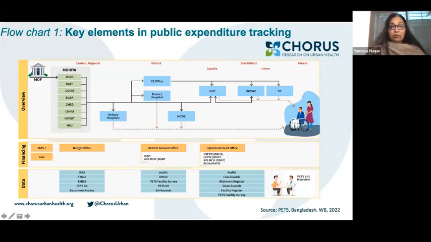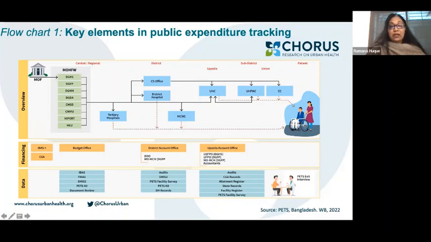So from the central level within the ministry, there are different units. It is not very straightforward that the Ministry of Health sends the fund to a district hospital. There are different channels through which the fund flows, and this is really complex. So tracking those properly and accurately, as Joe was saying, how accurate the data are, is not easy.